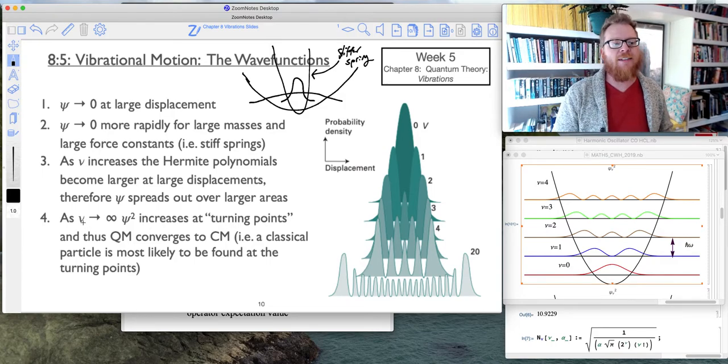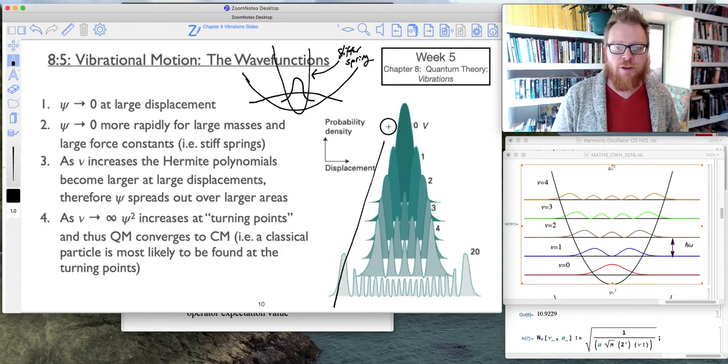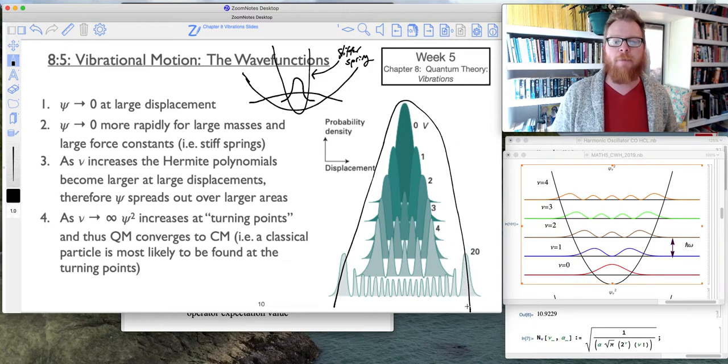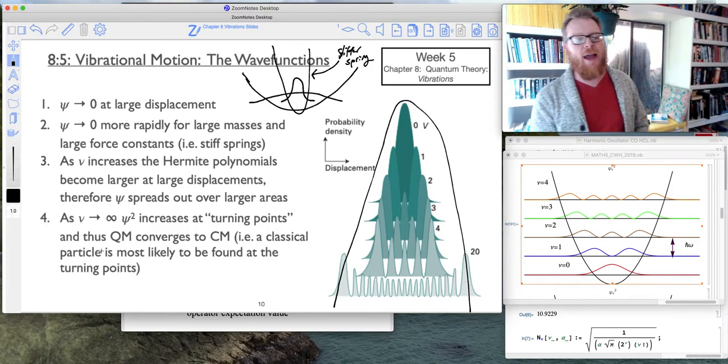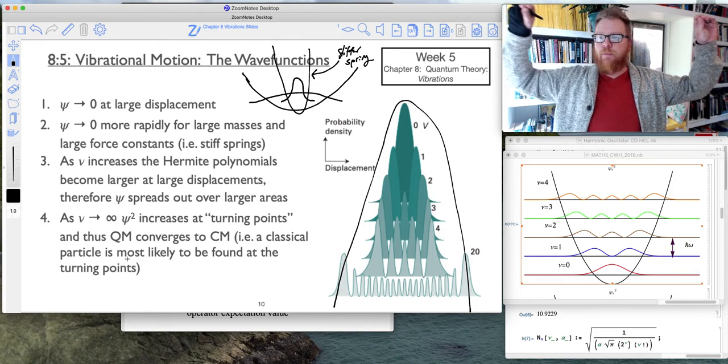So this is, more or less, just saying the same thing in different ways. And then finally, as nu approaches infinity, psi squared increases at the turning points. And this is another brilliant example of quantum mechanics converging to classical mechanics via the Correspondence Principle. Here you can see what wave functions look like for 0, 1, 2, 3, 4. Well, what about 20? Okay, so I have to draw my potential energy diagram upside down, right? So my potential energy diagram would look upside down like this, all right?